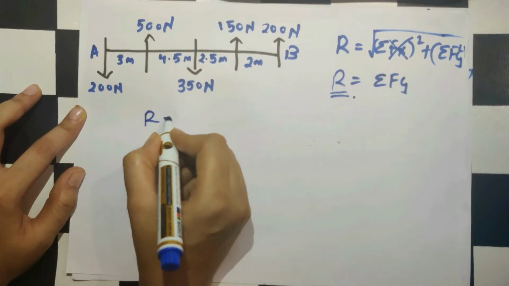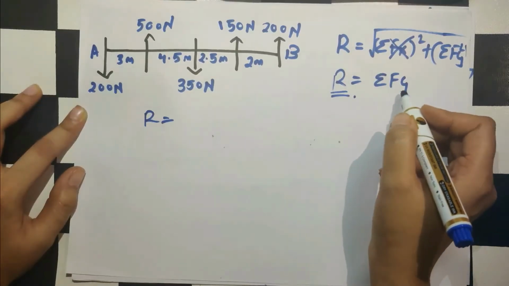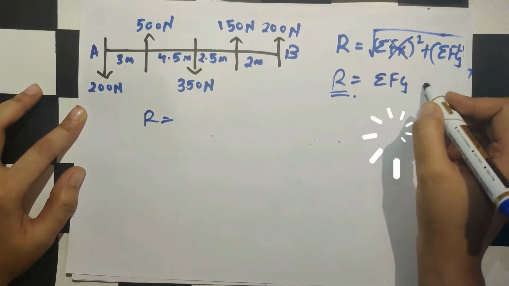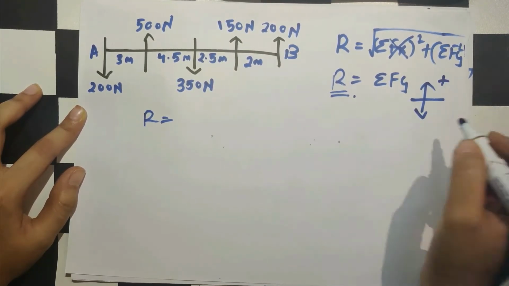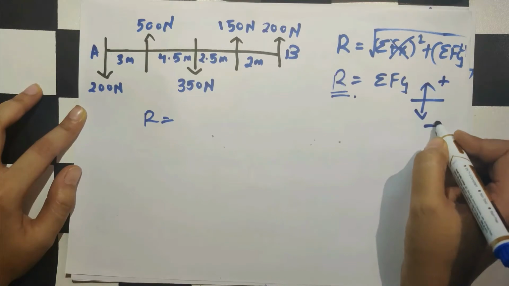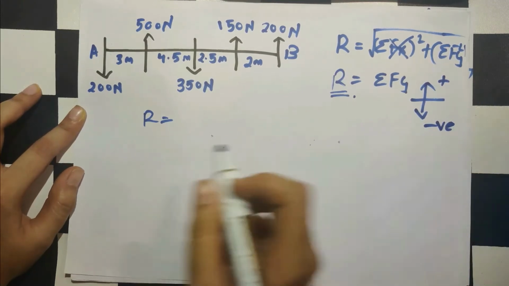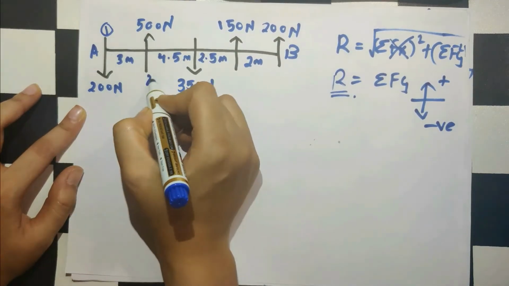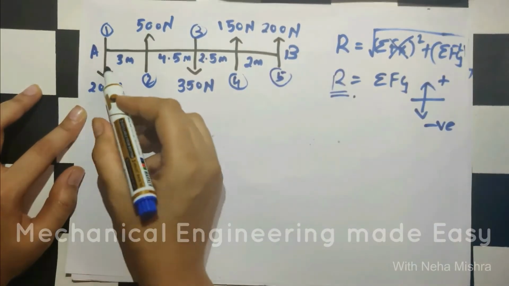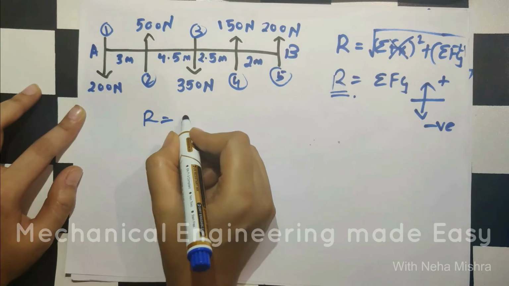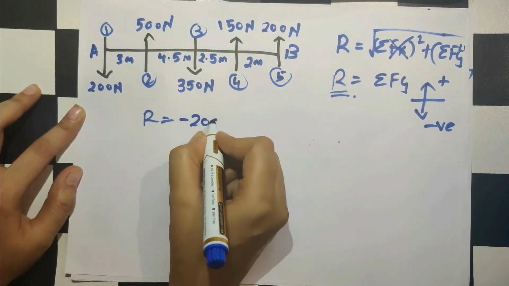So this is very simple. Again, to find the summation, only one thing is important: which direction it is. If it is upwards, we will take it as positive. If it is downwards, we will take it as negative. Okay? So how many forces do we have? 1, 2, 3, 4 and 5 forces. So see, the first force is in downward direction, so we will take it as minus 200.